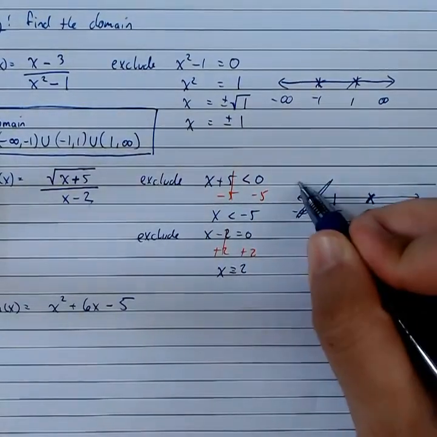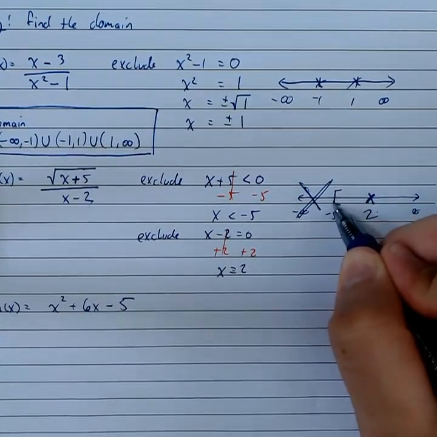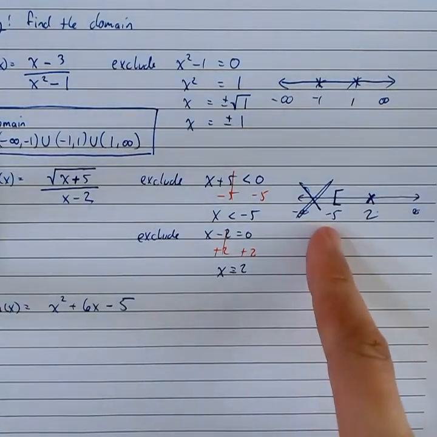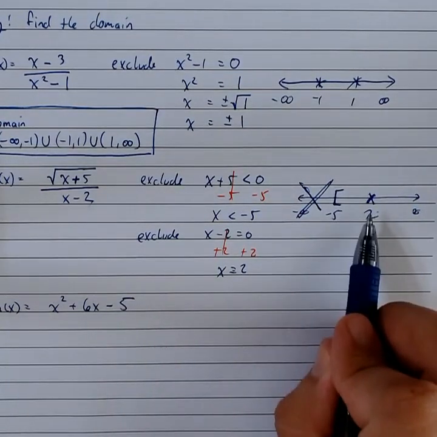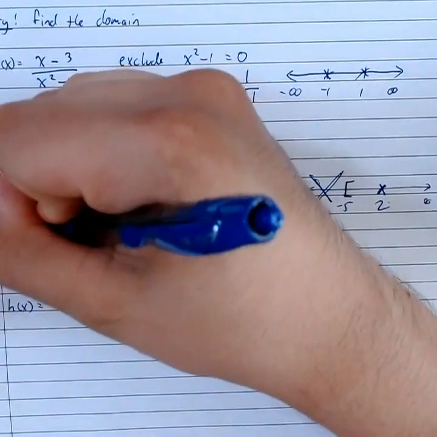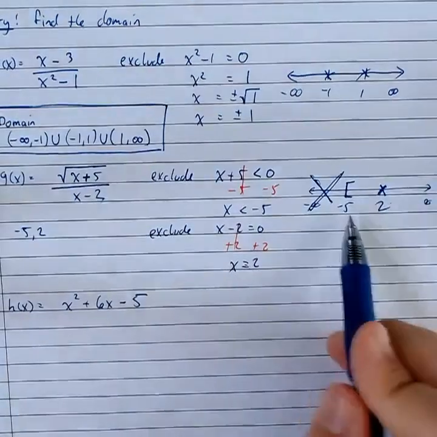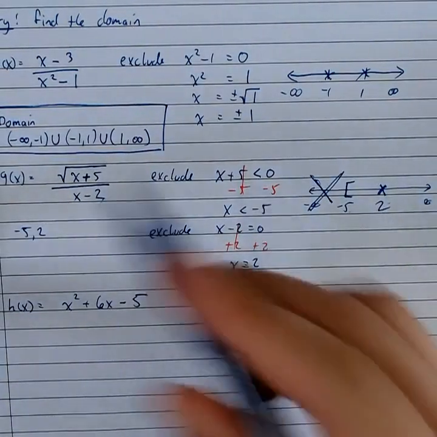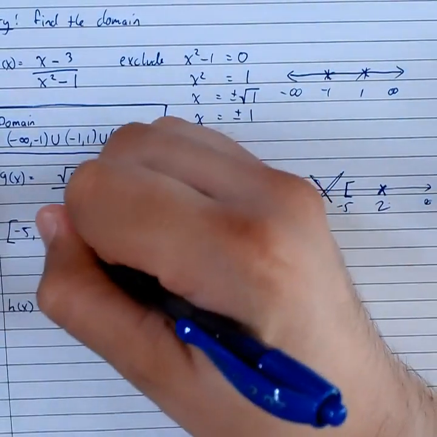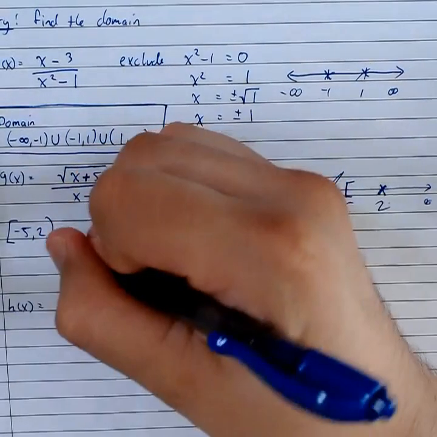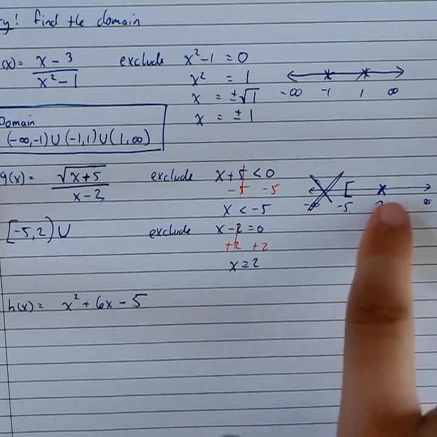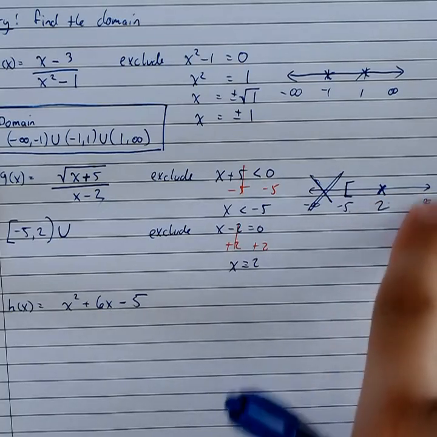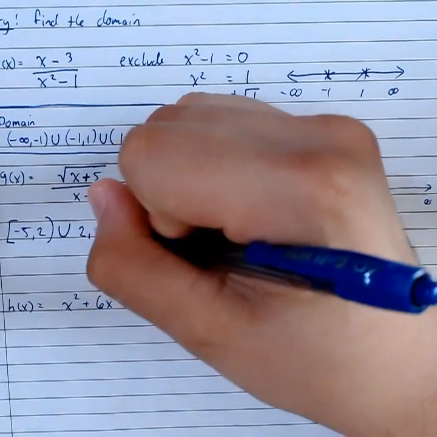So we've thrown away everything below -5. Notice we didn't throw away -5, that is going to be part of our answer. But we're also going to throw away the number 2. So the domain is everything from -5 up to 2, including -5 but not 2, so square bracket and round bracket. Then we take the union with everything from 2 to infinity. Again, we're not including the 2, and you never can include the infinity.